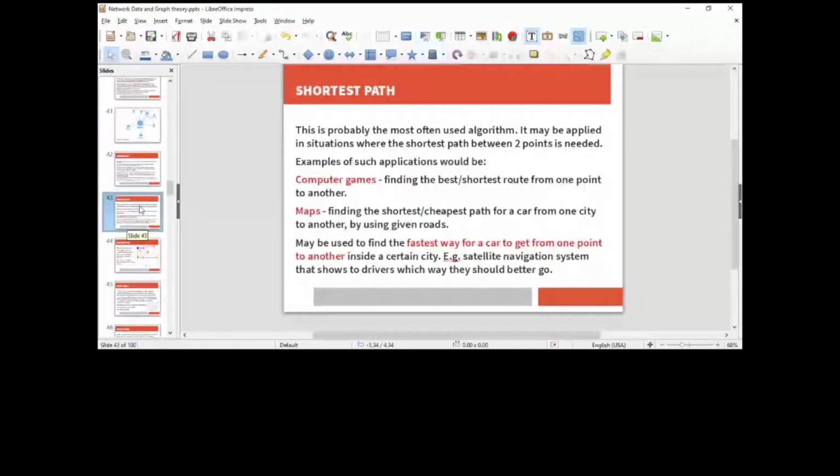Shortest path. We want the shortest path to move. Shortest path is the most often used algorithm. We use it in Google Maps, in your Bolt, your Uber. It uses the shortest path. Distance between two locations is a graph. It's a graph problem. Okay, so we have the shortest path.